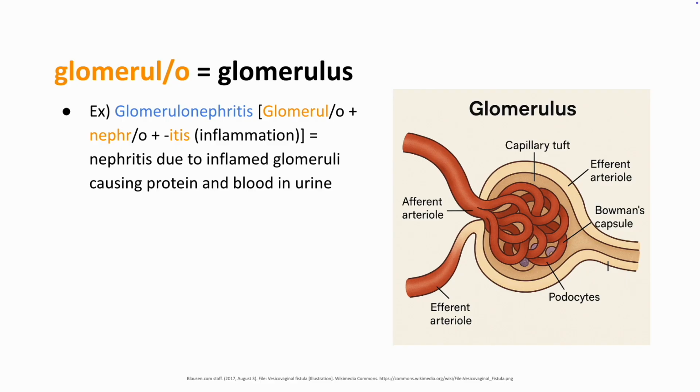And glomerulonephritis is glomerulo plus nephro, kidney, itis, inflammation. So glomerulonephritis is nephritis due to inflamed glomeruli causing protein and blood in urine.